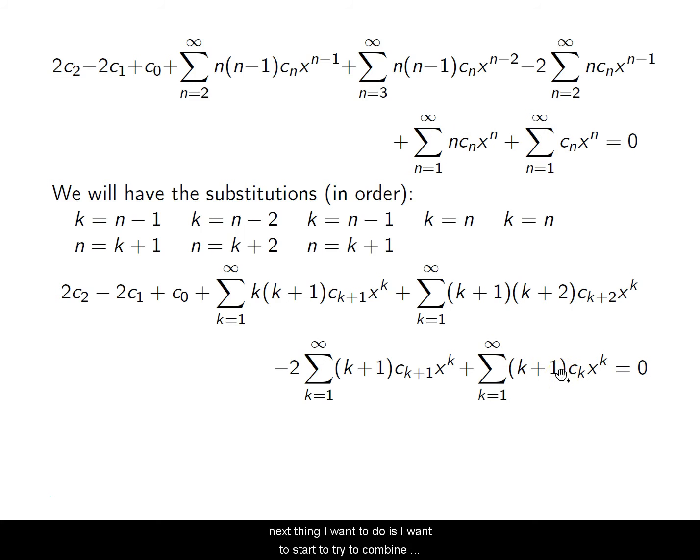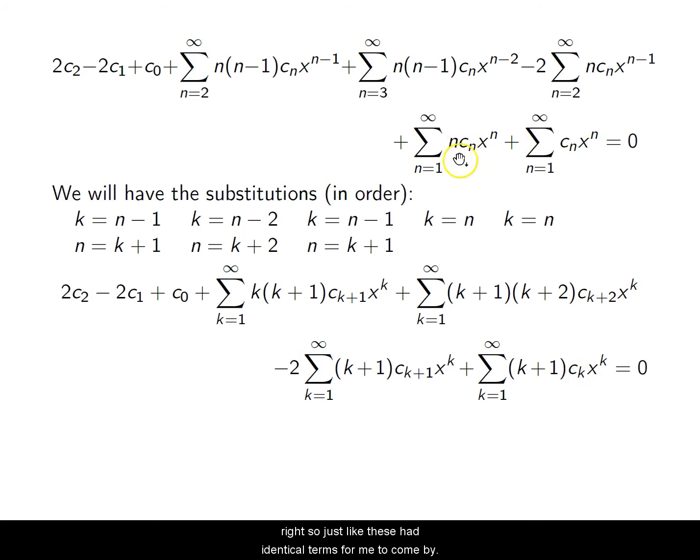So now the next thing I want to do is start to try to combine things together, because now my indices match, my powers match. I don't have any more c_k terms here. This is c_(k+1), c_(k+2), c_(k+1). But what I can do is, if you notice, these two are identical. They start at k equals 1, they all do. This is x to the k, they all are, okay? But the coefficient terms are c to the k plus 1. This is not c to the k plus 1, this is not c to the k plus 1, right?